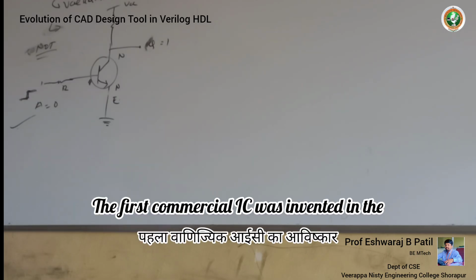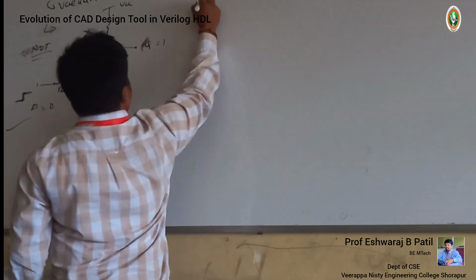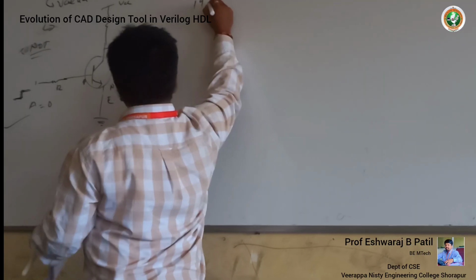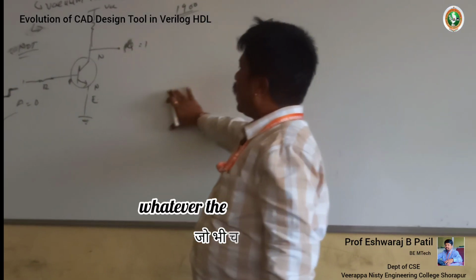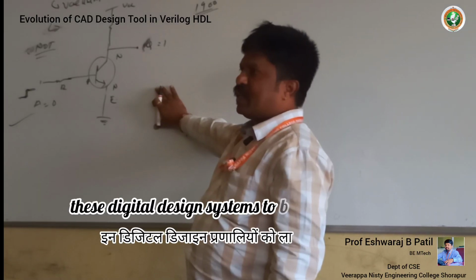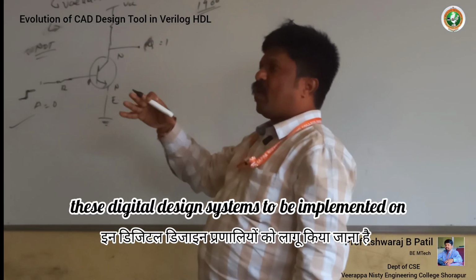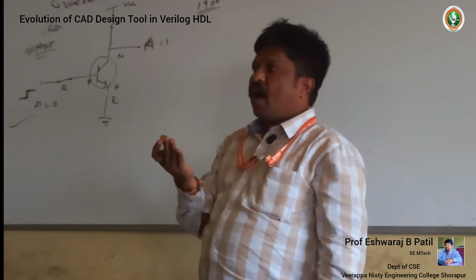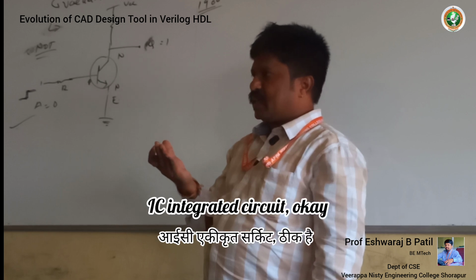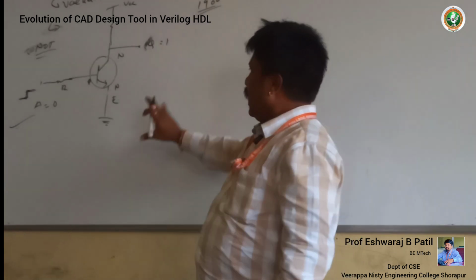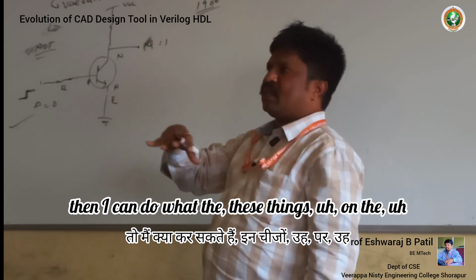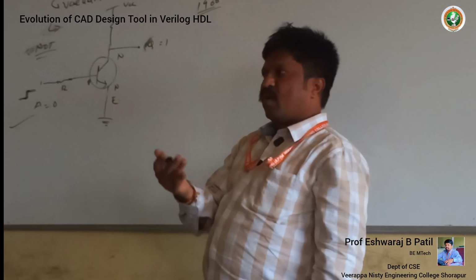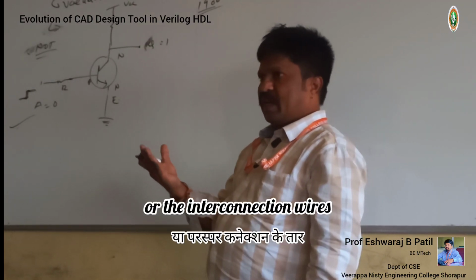The first commercial IC was invented in 1960, and these digital design systems were to be implemented on an integrated circuit. Usually if my circuit is very simple, then I can do these things on the breadboard itself, with interconnection wires.